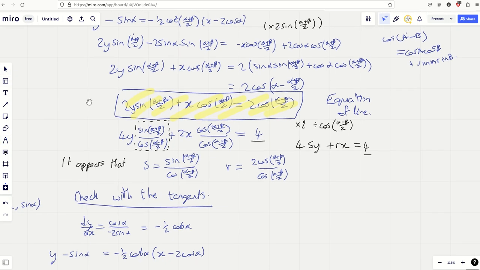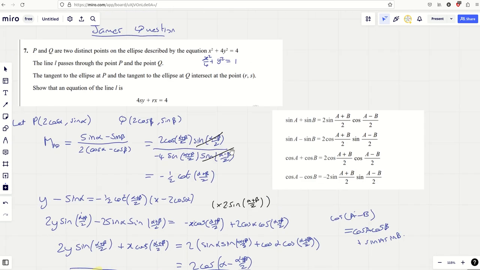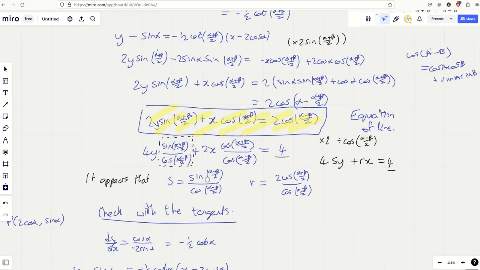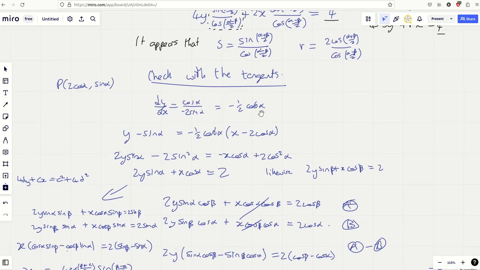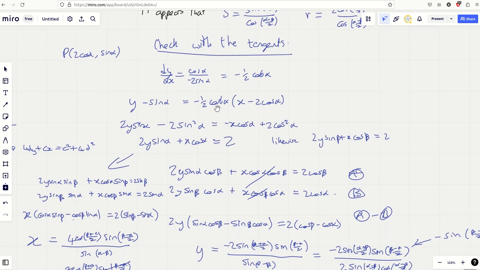So my next step is, let's check with the tangents, because that's just a chord. Let's find where the tangents intersect. So we do our normal way of finding the tangent to an ellipse. We find dy by dx by differentiating y with respect to alpha, differentiating x with respect to alpha, and simplifying it, and you get a minus a half cot alpha again, or a very similar result to what we had last time.